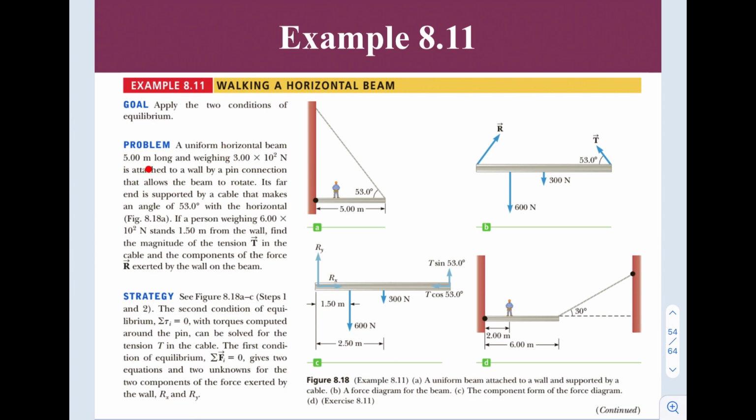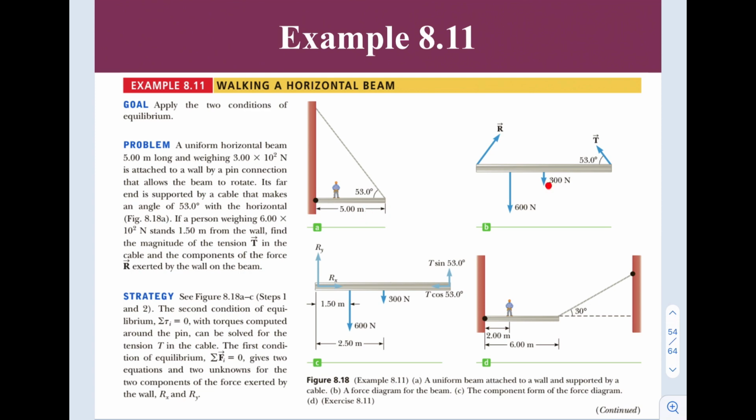Example 8.11: a uniform horizontal beam 5 meters long and weighing 300 Newton is attached to a wall by a pin connection that allows the beam to rotate. Its far end is supported by a cable that makes an angle of 53 degrees with the horizontal. If a person weighing 600 Newton stands 1.5 meters from the wall, find the magnitude of the tension T in the cable and the components of the force R exerted by the wall on the beam. R can be visualized as the reaction.